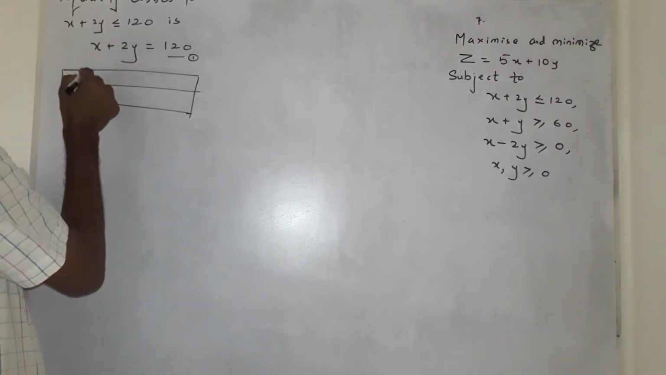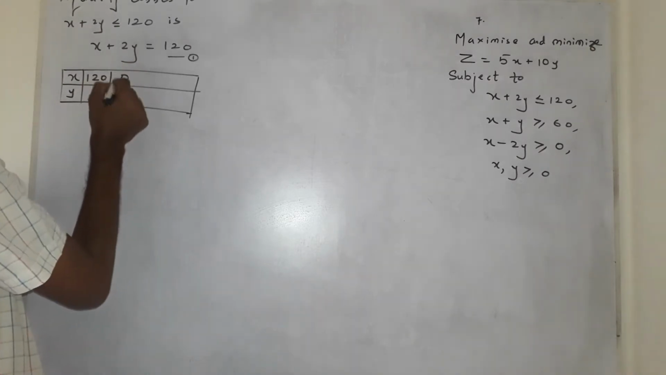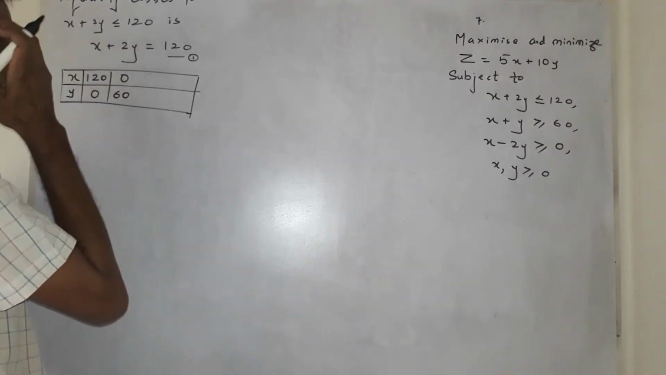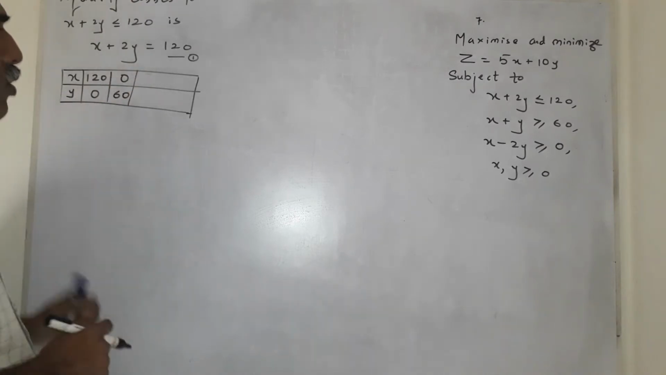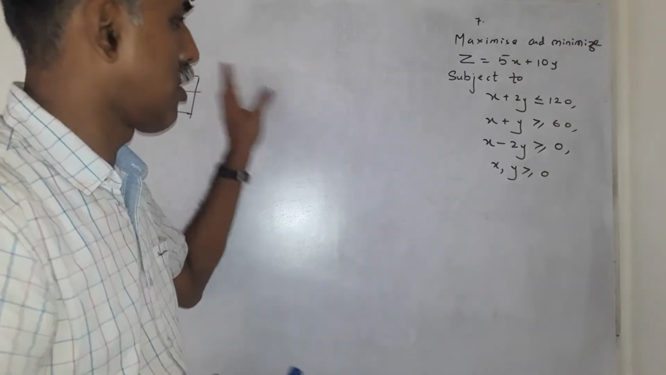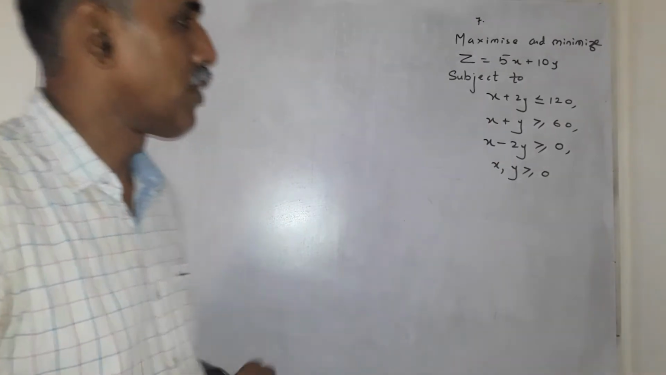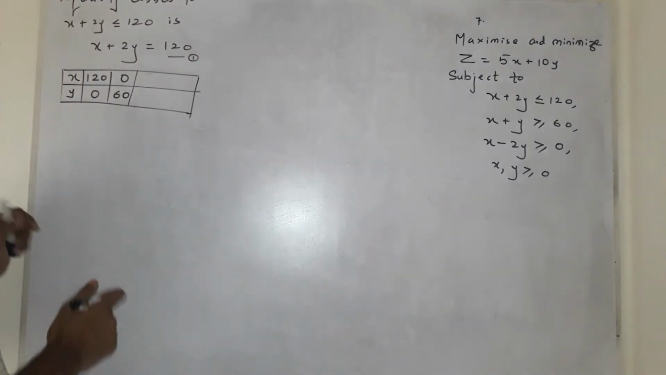So when y is 0, x is 120, and when x is 0, y is 60. Now we leave the blank spaces because we need to find the intersection of this line with the lines corresponding to these two. Let us go for the second one.